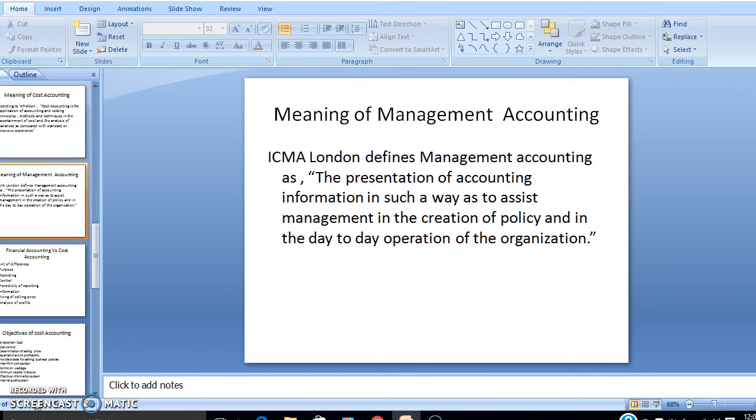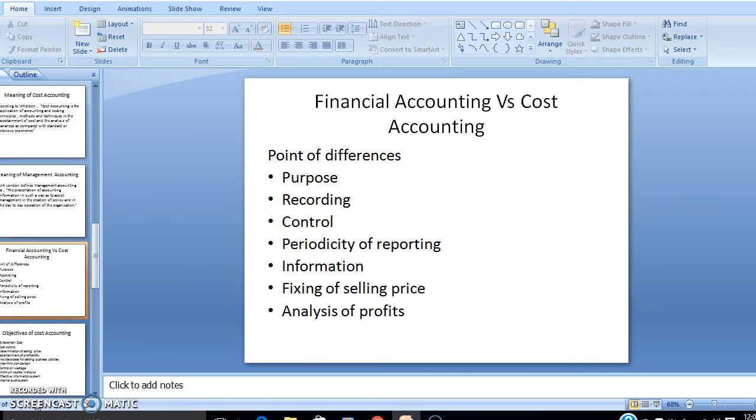Management accounting may be that part of accounting which provides information for planning and control to the management. All the information regarding the organization which is useful to the management may be safely called the subject matter of management accounting. Now we need to know about the relationship between financial accounting and cost accounting.